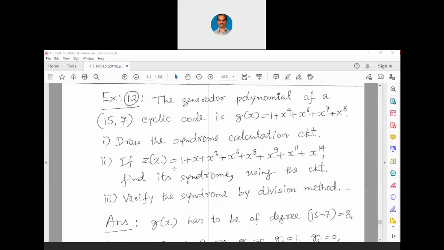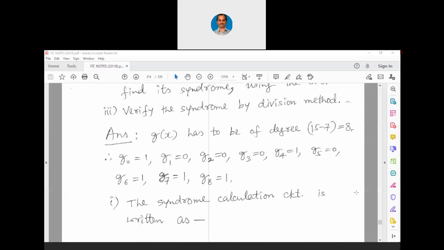And z of x is given as 1 plus x cube plus x power 6 plus x power 8 plus x power 9 plus x power 11 plus x power 14, the received code vector's polynomial. Find its syndrome using the circuit, because we are going to have a syndrome calculation circuit. Now verify the syndrome by the division method. The first exercise was related to the transmitter. Now this last exercise is related to the receiver, where we have to verify the syndrome by the division method. Let us see the solution.